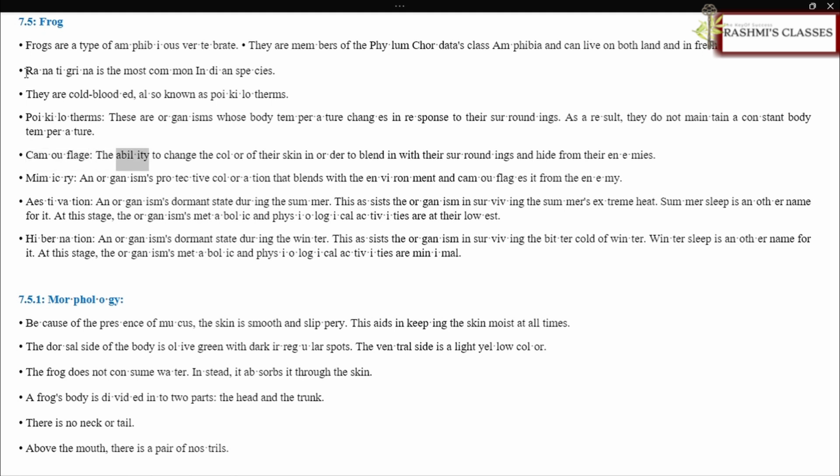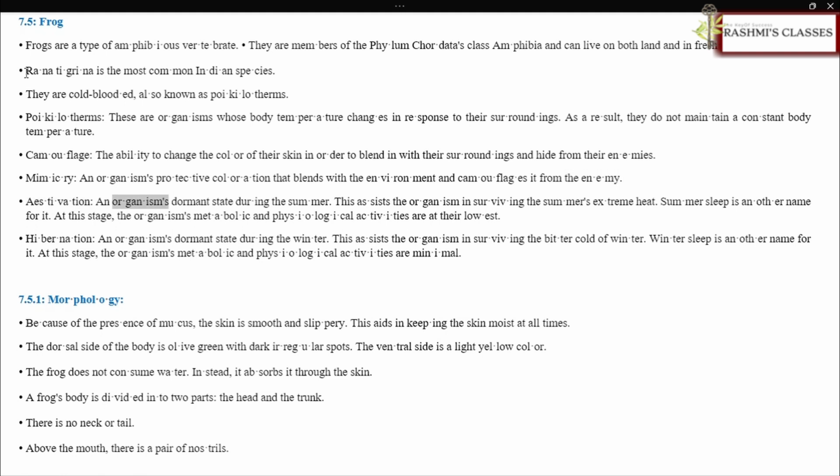Camouflage, the ability to change the color of their skin in order to blend in with their surroundings and hide from their enemies. Mimicry, an organism's protective coloration that blends with the environment and camouflages it from the enemy.